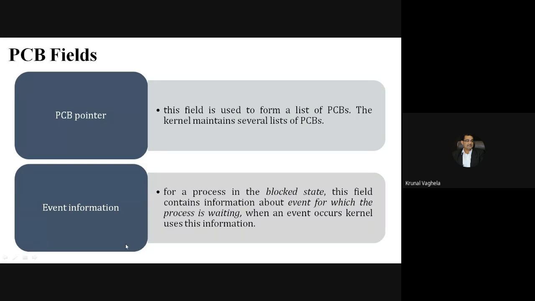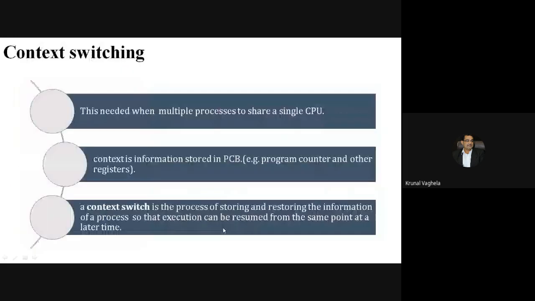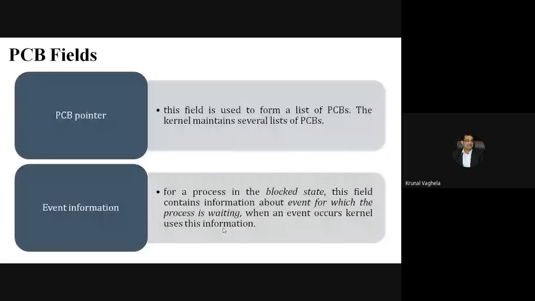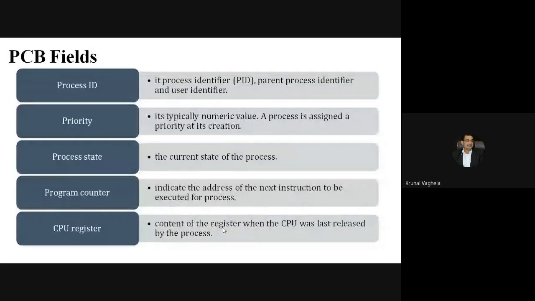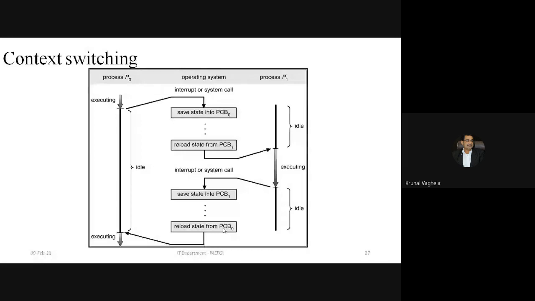Event information. When a process is blocked, for which event was it waiting, right? There may be many events, as we have already discussed. So for a process in the blocked state, this field contains information about the event for which the process is waiting. When an event occurs, the kernel uses this information, right? So these were some fields that need to be maintained for each process by the operating system to maintain the PCB.